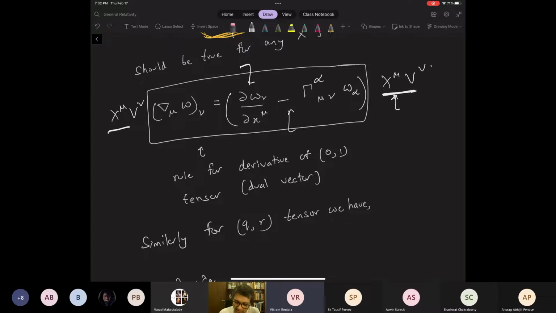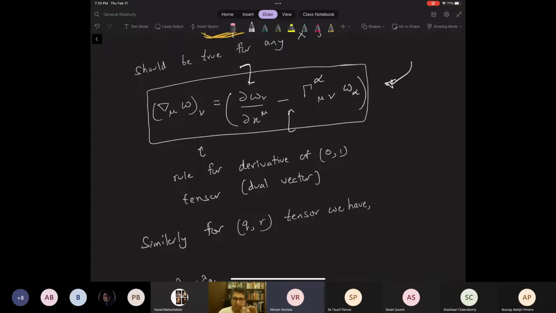For example, if we take mu equal to 1, nu equal to 1, we can equate the coefficient of x1 v1 on both sides. Similarly, you can equate the coefficient of x0 v0. So the result of that is that we can just drop the x mu v nu and just look at the coefficients of x mu v nu. And this is the coefficient.